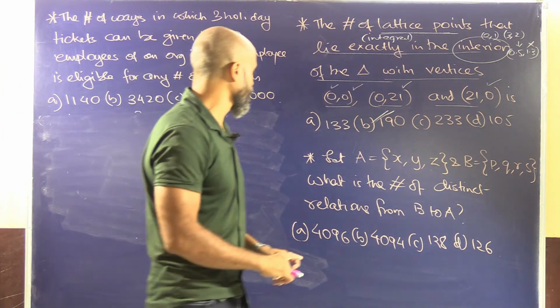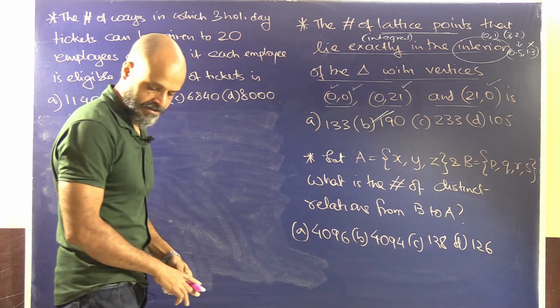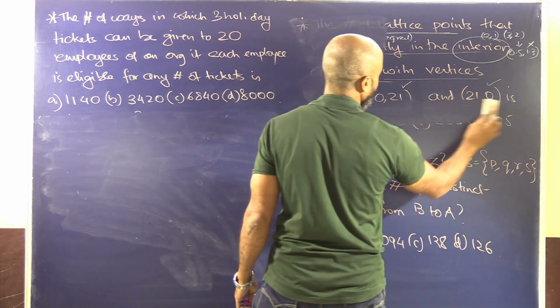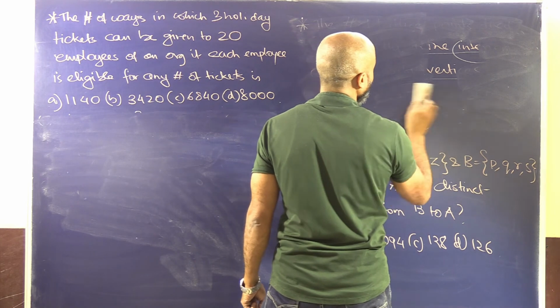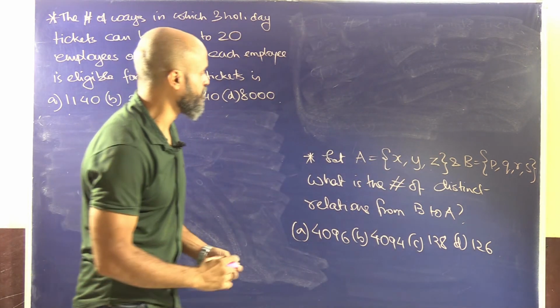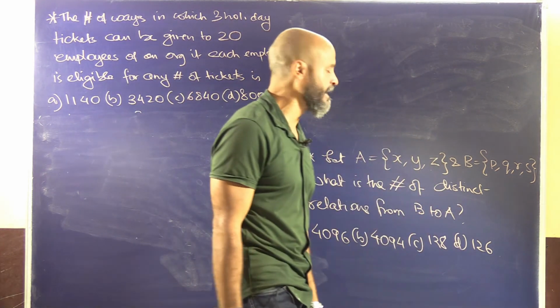Okay, so the next question is: A is equal to XYZ and B is equal to PQRS. We'll get some space here. Let's rub this off as well. A is equal to XYZ and B is equal to PQRS. What is the number of distinct relations from B to A?